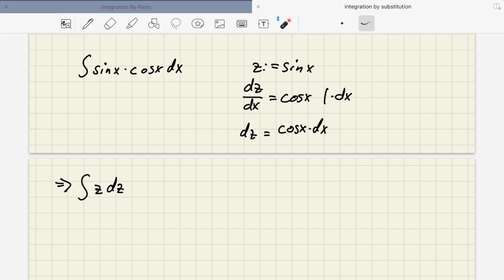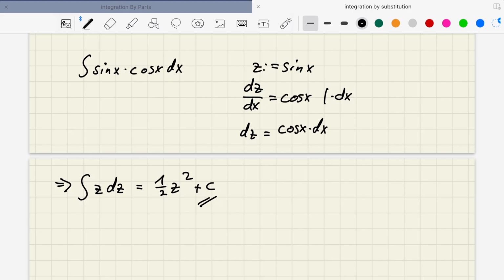This integral, you would agree, is very easy. Okay, so once again, I go through the steps. First of all, we choose a factor to substitute. In this case, sine x. We differentiated sine x, and we solved this expression for dz. And we substituted it in there. So we just have to solve this integral, which is obviously 1.5 z squared plus c.